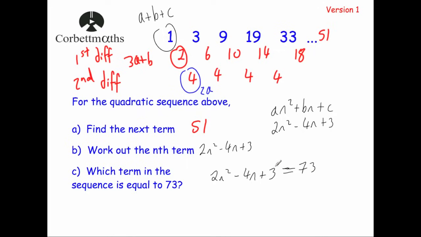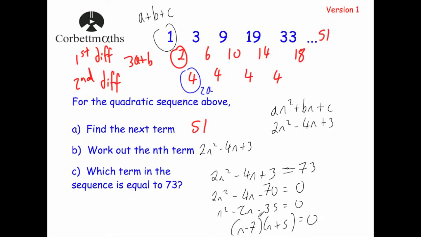Let's solve this. So let's minus 73 from both sides. So we're going to get 2n squared minus 4n minus 70 is equal to 0. Let's divide it through by 2 to get n squared minus 2n minus 35 equals 0. And then let's factorize it. So it's going to be n minus 7 and n plus 5. So that means that n equals 7 or n equals minus 5. Now we can't have a minus fifth term of a sequence, so it's going to be the 7th term in the sequence. And that's it.